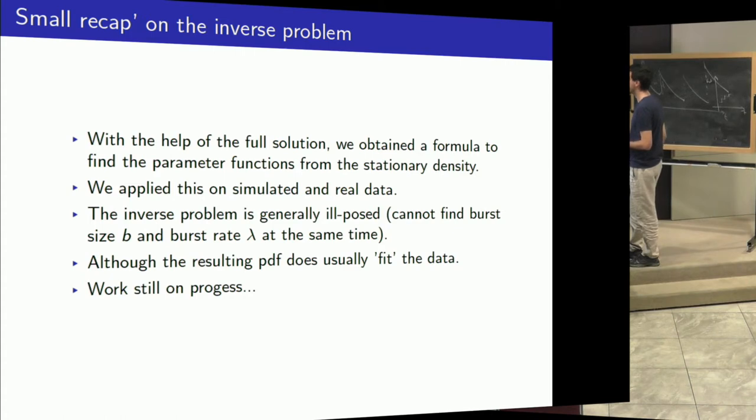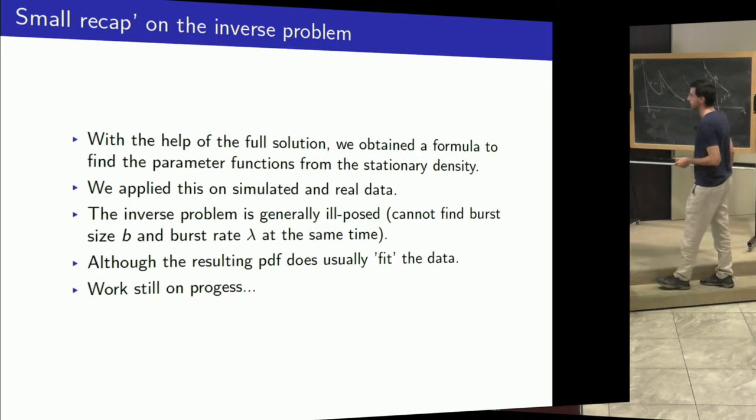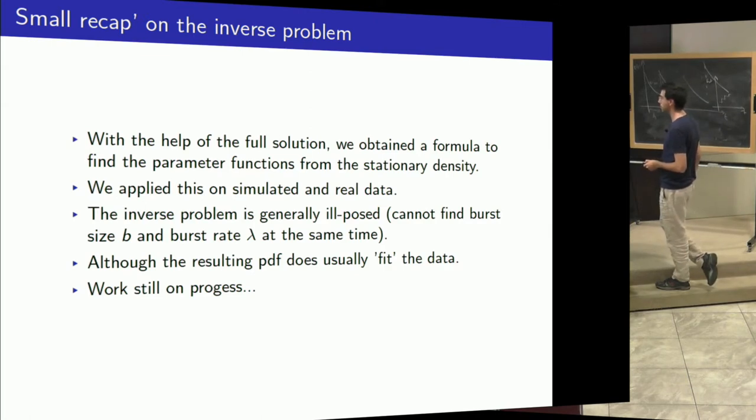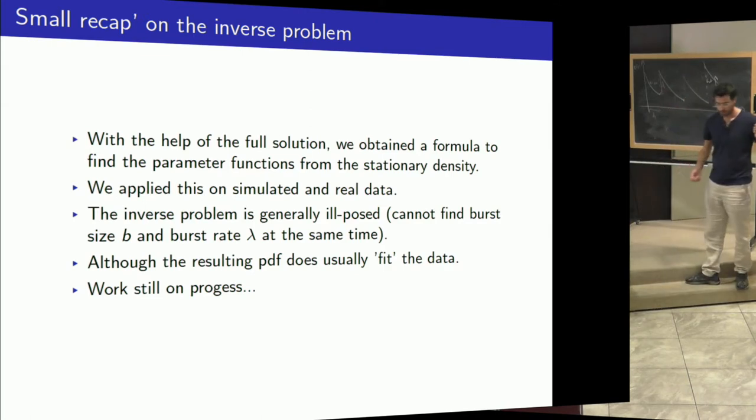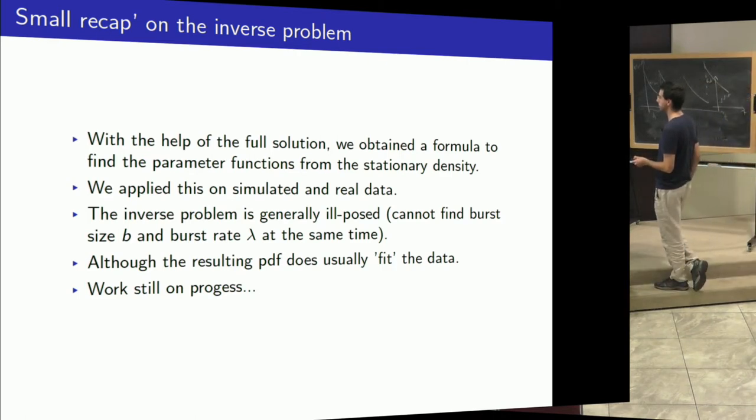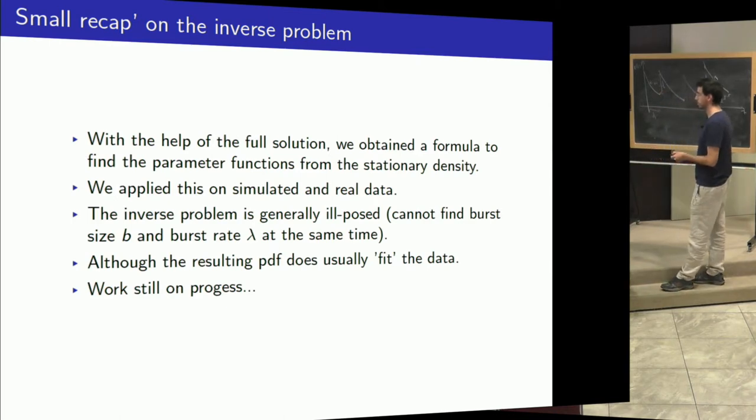Okay, so a small summary. So we had the full solution. We obtained a formula to invert from the density to the parameter. And we could do it in a semi-parametric way. We did it on simulated and real data. It's unfortunately generally ill-posed if you do not restrict the space where you are looking for your function. It's well posed in the non-regularized way because it's a lot of constraint. And generally, it's ill-posed. It's not a problem to get a fit, but the problem is to get confidence in your parameter, right, when it's ill-posed.